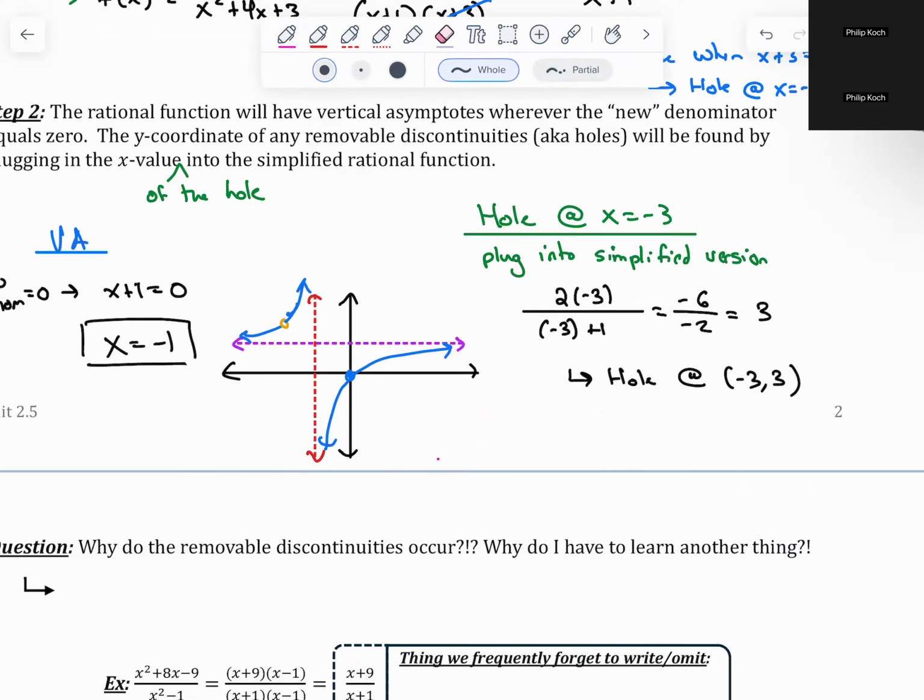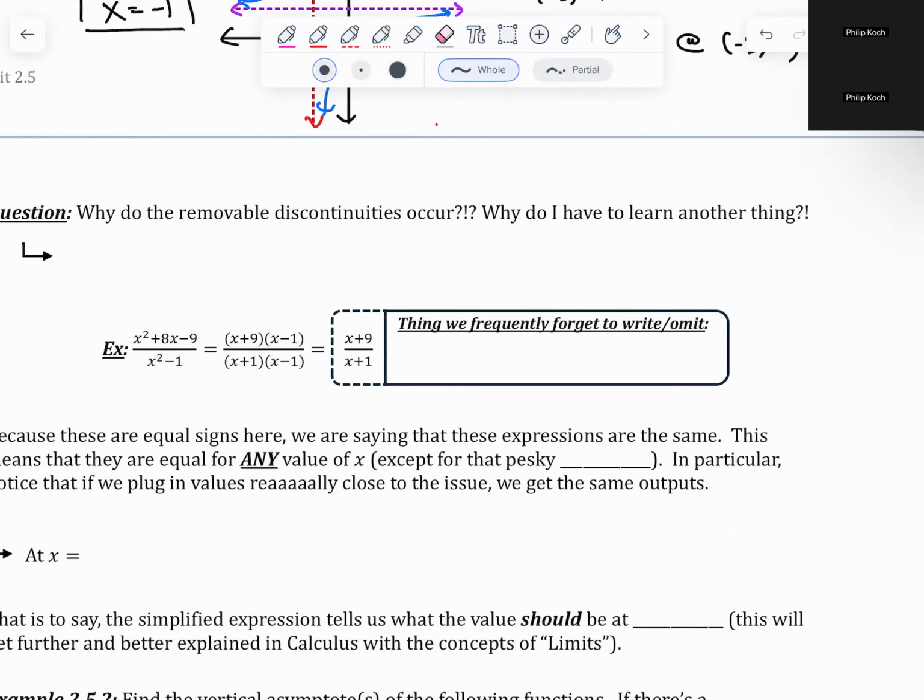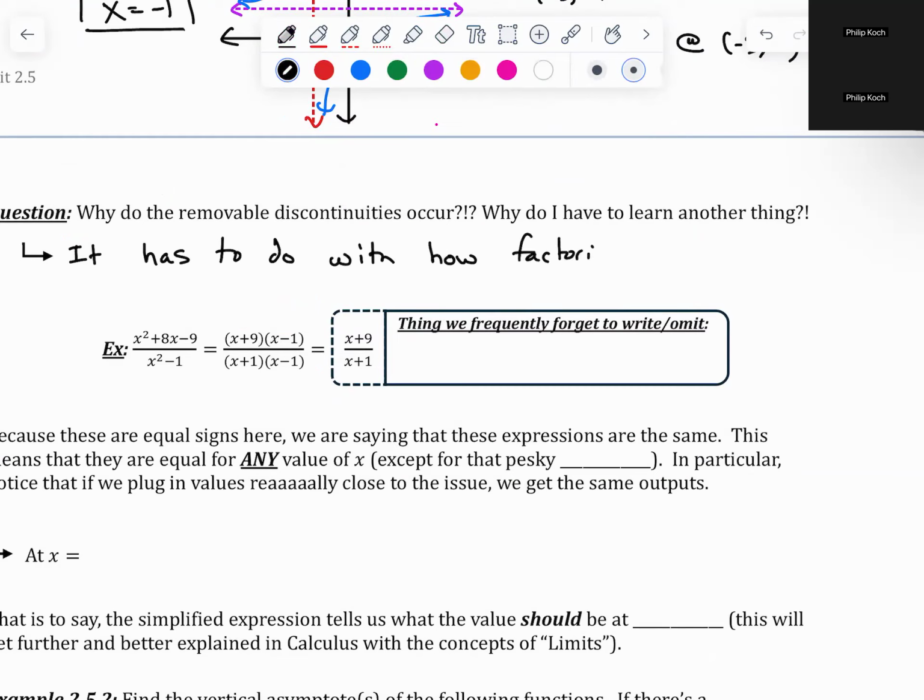Now the holes, why do they occur? And why do I have to learn this new thing? And the answer is because I want you to learn about them. No, it's not. It's because they have a cool concept to them. It has to do with how factoring and canceling works. So we talked about this in the last section, 0.8 on rational expressions.